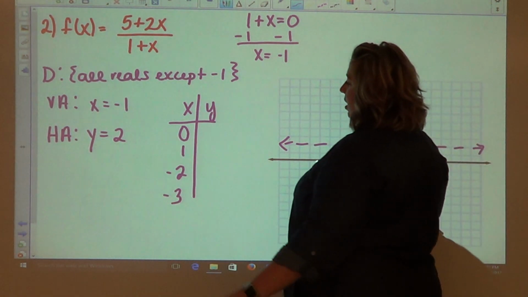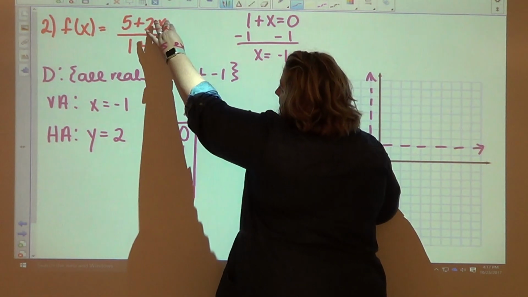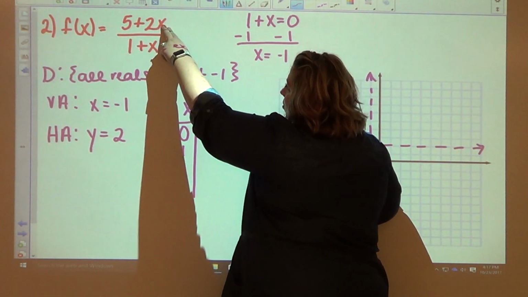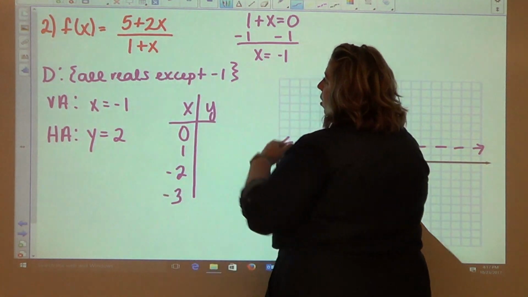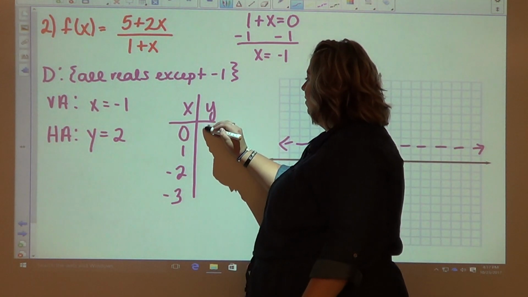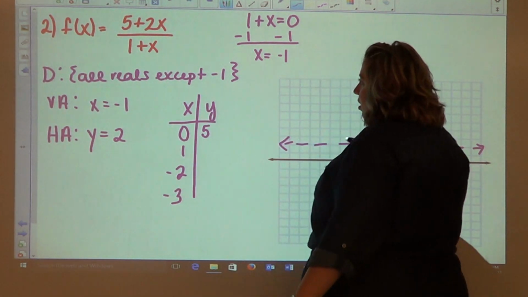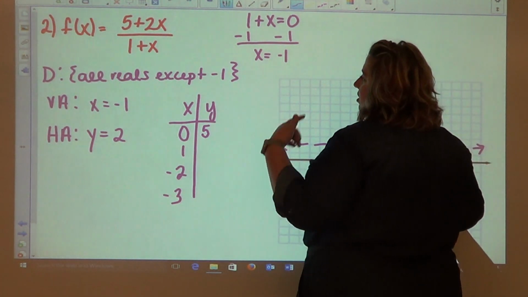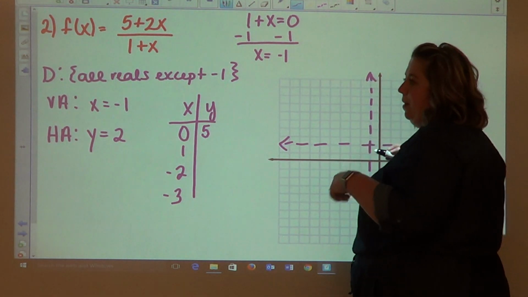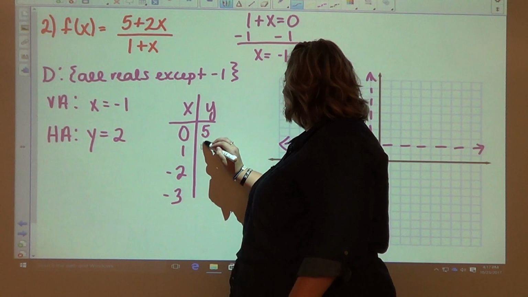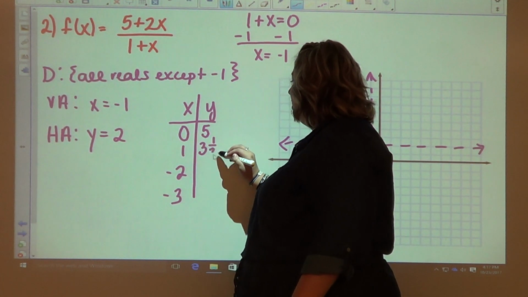Okay, so I plug those in. I'm plugging in for both x's. So on top, that would be 5 plus 0, so that would be 5 over 1. So 5 divided by 1 is 5. If I plug in 1, I would have 7 on top, and I would have 2 on bottom. So 7 divided by 2, 7 halves, which is the same thing as 3 1/2.